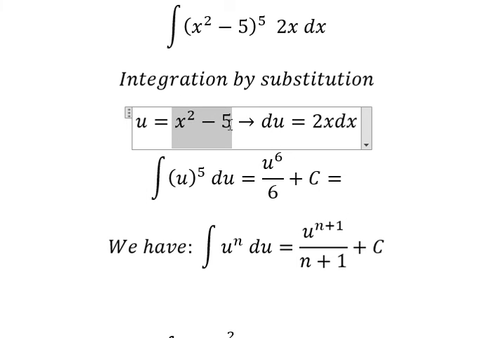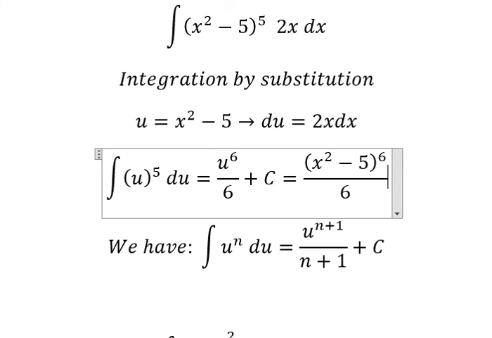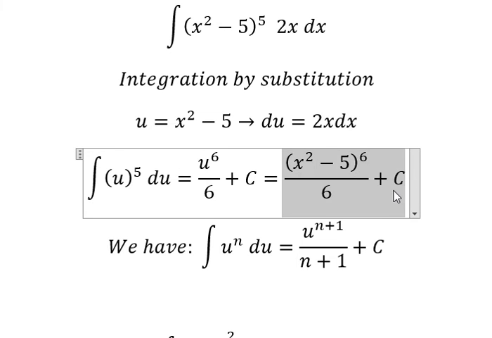About u, that is this one. And this is the final answer.